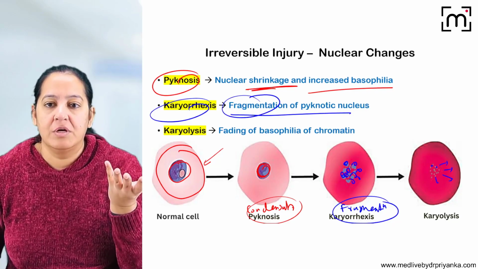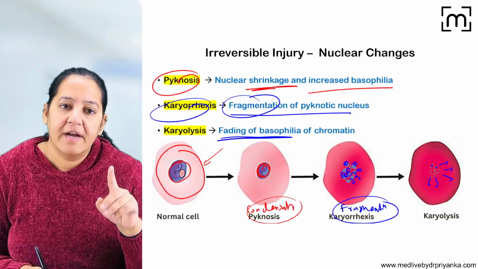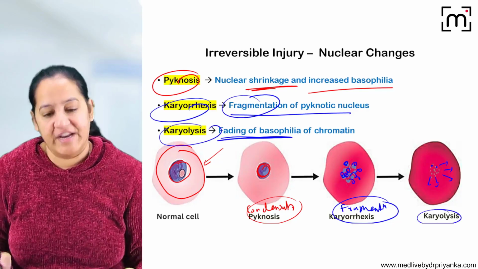And finally, the nucleus is losing its blue color. The blue color is lost. Can you see? It is loss or fading of basophilia. Loss of basophilia is known as karyolysis. Karyolysis is fading of basophilia.